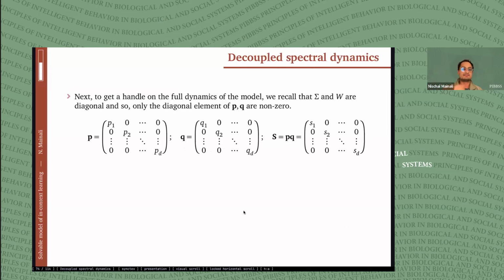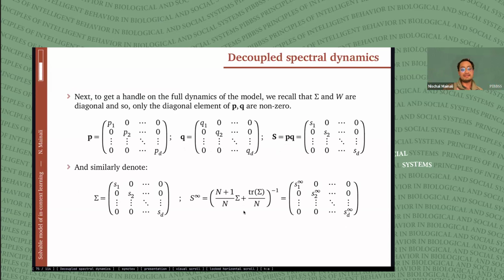Remember, I said I'm going to do everything in the diagonal case because it makes life easier and faster. So all the weights, these P and Q, are going to be diagonal quantities. And I'm going to define this degree of freedom term S, which is the product PQ, as S1 to SD. And similarly, the data matrices, the X covariances, are also diagonal by definition. And this S infinity term, the fixed point, is also diagonal by construction. So once having done all this, the whole equation that was a matrix differential equation decouples into the dynamics of each of these diagonal elements.